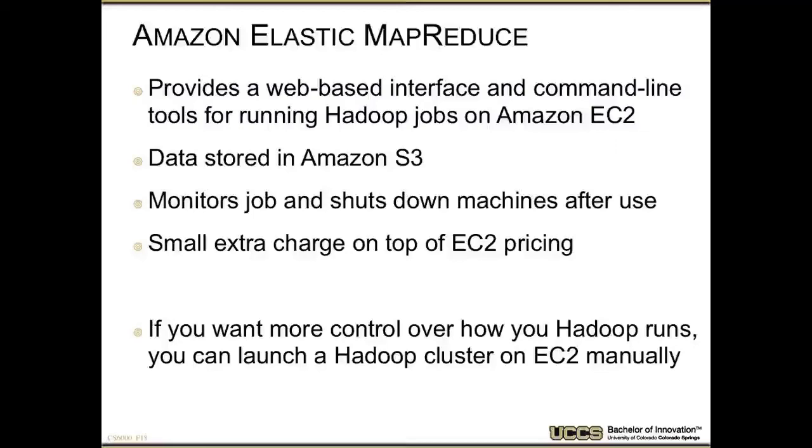Elastic MapReduce is a web-based interface and command line tools for running what are called Hadoop jobs on EC2. And Hadoop jobs, which I'll talk about in just a second, make it really easy to do certain kinds of parallel processing. In its simplest form, it's really trivial. And in more advanced forms, it actually allows you to do some interesting things.